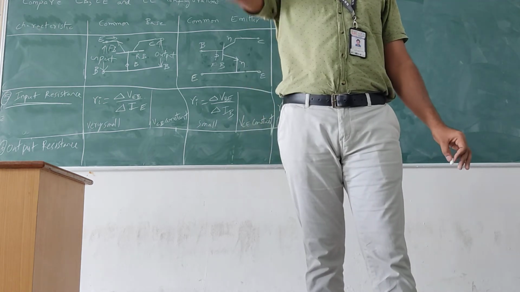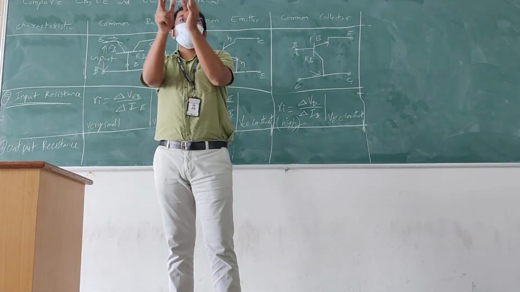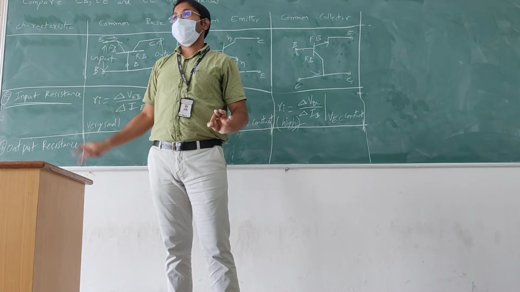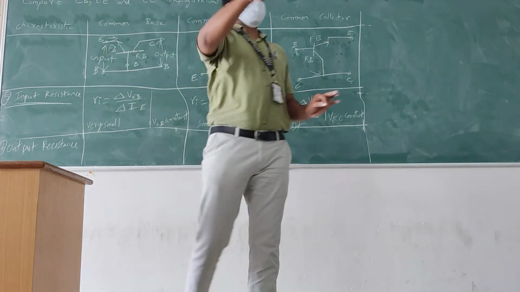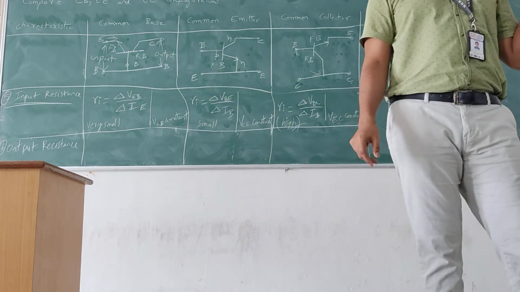So output voltage, for this case, as long as the transistor doesn't break down. Whatever the output voltage you give, the output current is depending on input current. So it is a current controlled device.